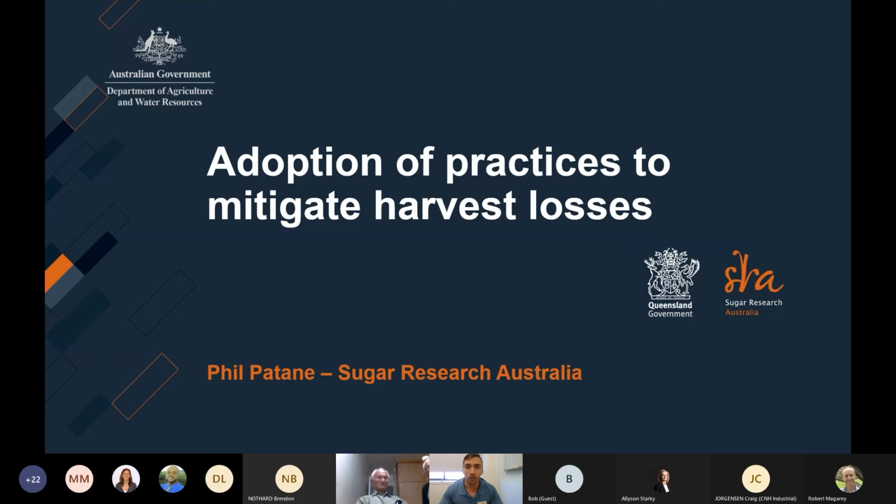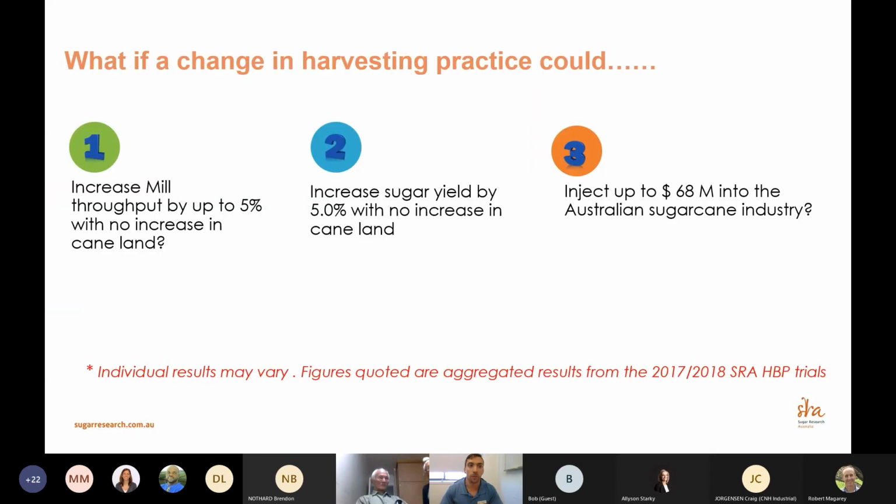But let's start off with the wrap up of the Rural R&D for Profit project. So, what if a change in harvesting practice could deliver an increase of 5% throughput through our mills with no increase in cane land? Inject an additional 5% in sugarcane yield with no increase in cane land, and alternatively deliver an extra $68 million into the Australian sugarcane industry. Now, these are all results conducted as part of the adoption of practices to mitigate harvest losses.